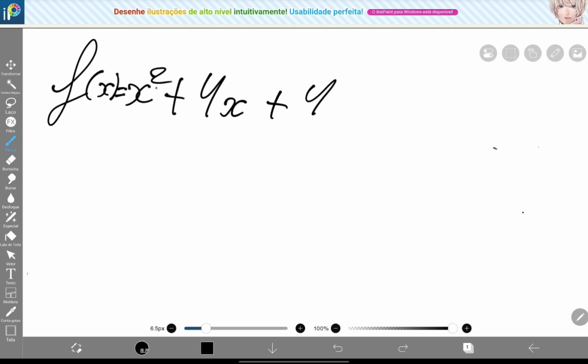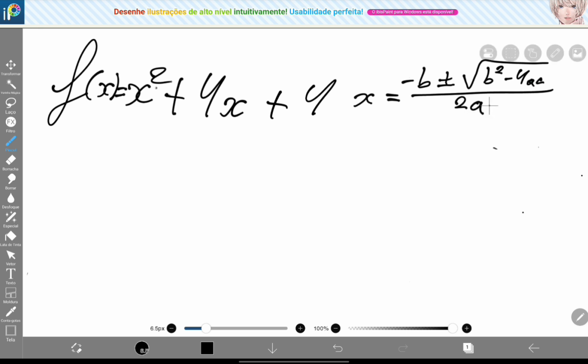And yeah, so we are kind of gonna eat this up. Okay, so the resolving formula is this. It's minus b plus minus square root of b to the power of 2 minus 4ac, divided by 2a. So this is kind of weird.